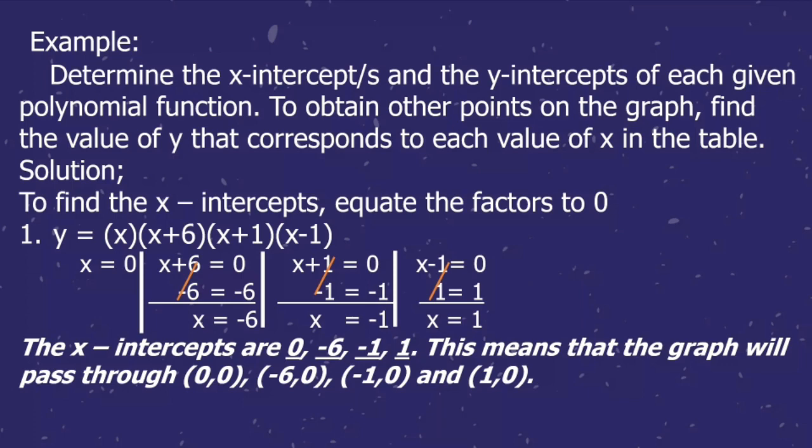For x plus 1 is equal to 0, the additive inverse of positive 1 is negative 1. So we have x is equal to 0 plus negative 1, which is negative 1. And for x minus 1 is equal to 0, the additive inverse of negative 1 is positive 1. So we will add to both sides, 0 plus 1, x is equal to 1. Therefore, the x-intercepts are 0, negative 6, negative 1, and positive 1. This means that the graph will pass through (0, 0), (negative 6, 0), (negative 1, 0), and (positive 1, 0).